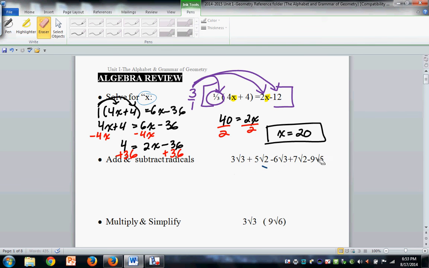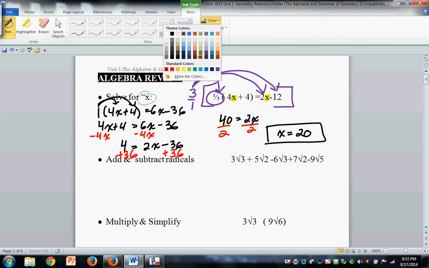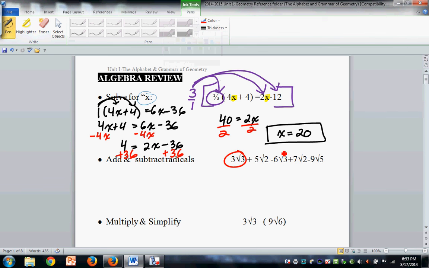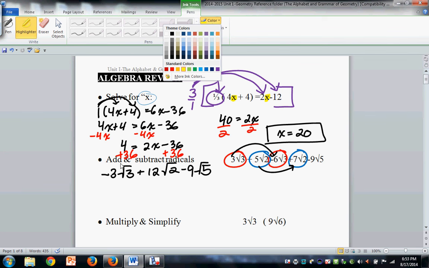So now your goal is simply to collect like terms. As we collect like terms, we're going to collect all the root 3's, and then we have some root 2's, and then the root 5 is by itself. So 3 minus 6 is going to be negative 3 root 3. And then 5 plus 7 is going to be plus 12 root 2, minus 9 root 5, and you're done because you can't simplify anymore.